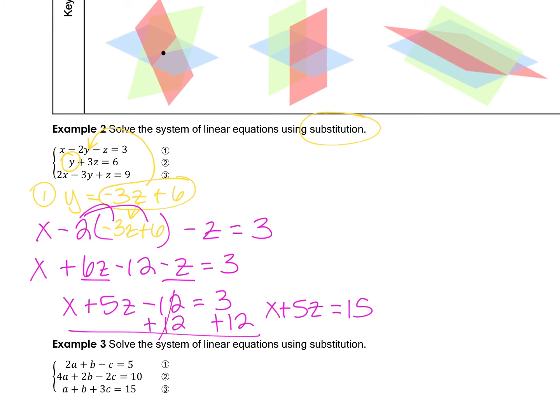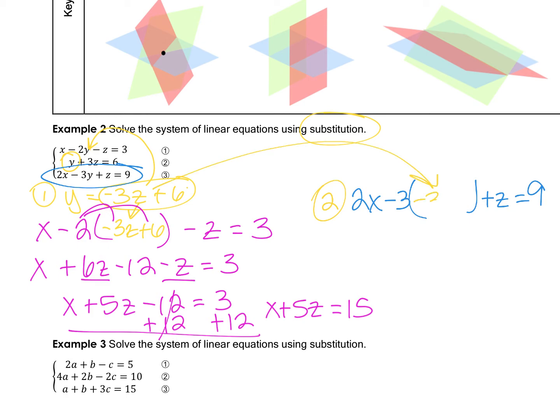Okay, so now, step 2, I have to insert this same equation, but now into the third equation. So I have 2x minus 3. In place of your y, you're going to insert plus z equals 9. So in place of my y, I'm inserting negative 3z plus 6, and I'm going to distribute. So I'm going to get 2x plus 9z minus 18 plus z equals 9.